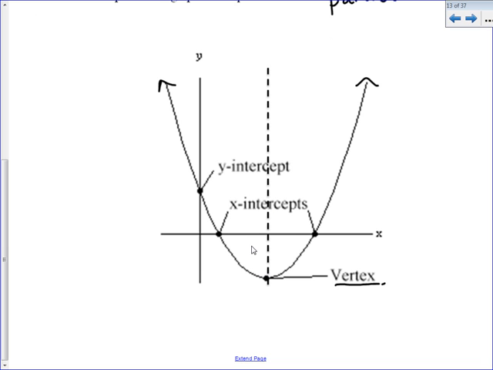And then you'll see I've got this dashed line that cuts right down through the vertex. It cuts the graph in half. This dotted line or dashed line is called the axis of symmetry.